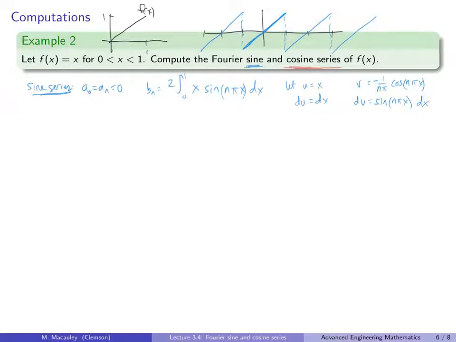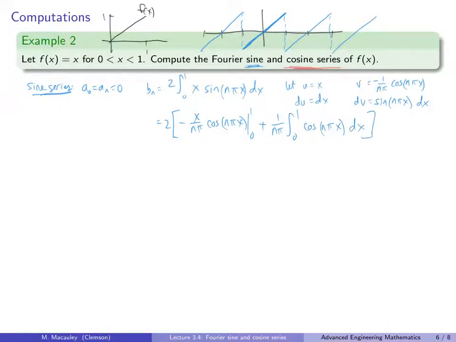Okay, so let's go. So this is equal to 2 times u times v, so that's negative x over n pi cosine of n pi x evaluated from 0 to 1, minus the integral of v du. So minus negative, let's make that positive. And let's put the 1 over n pi out in front of the integral because I like doing that. And we get the integral of cosine of n pi x dx.